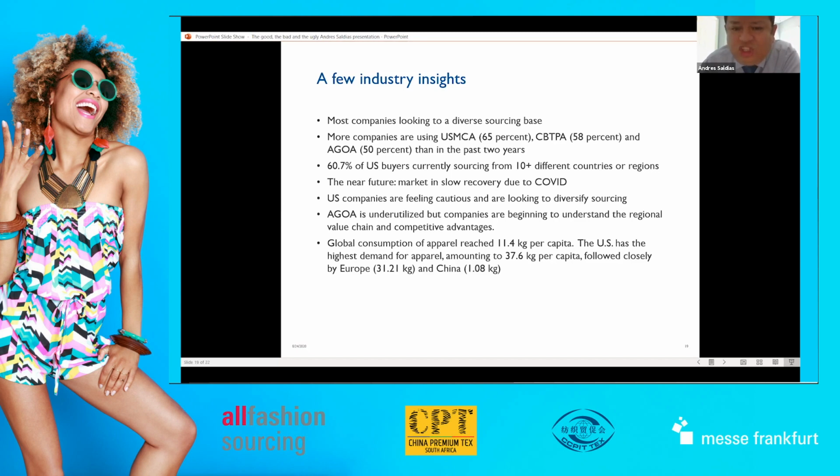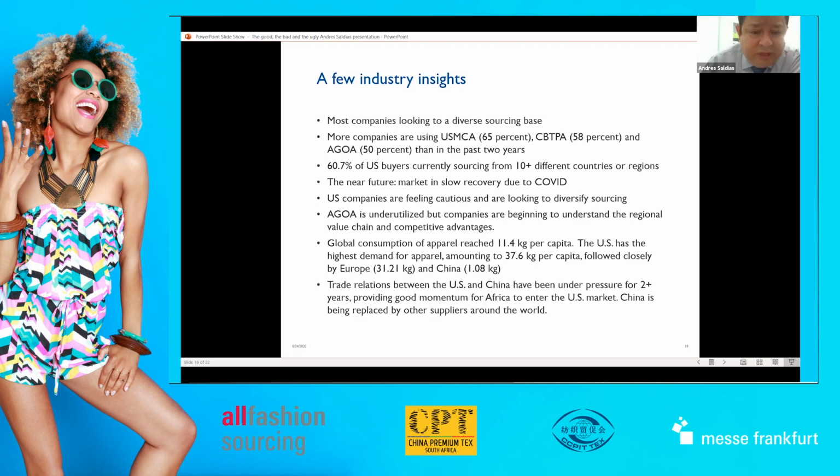Now imagine how much is 37 kilograms. Just weight: jeans, t-shirts, underwear. Their culture is to shop. The Americans get bored and they go to shop. And if they can't shop, they go online. Europe is 31.2 and China 1.8 kilograms per year.